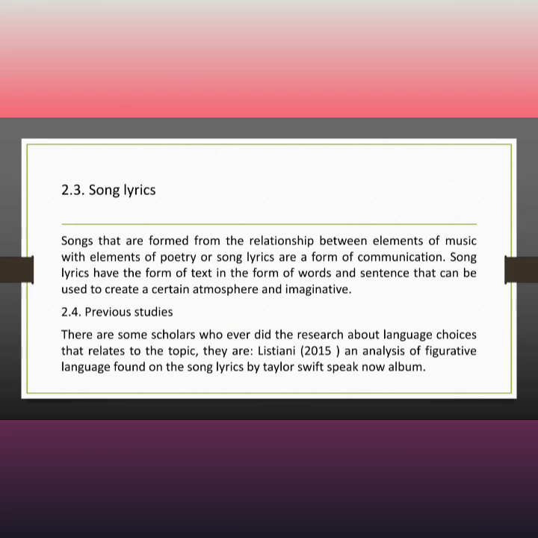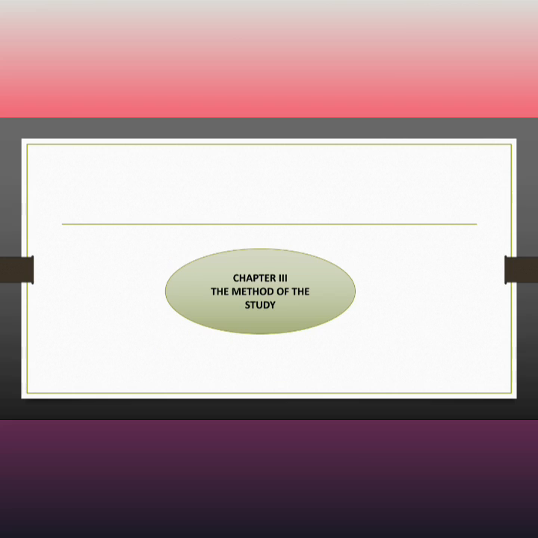2.3 Song lyric. Songs are formed from the relation between elements of music and elements of poetry. Song lyrics are a form of communication. Song lyrics have the form of text in words and sentences that can be used to create a certain atmosphere and imagination. 2.4 Previous study. There are some scholars who did research related to this topic, such as the analysis of figurative language found in the lyrics of Taylor Swift's Speak Now album.